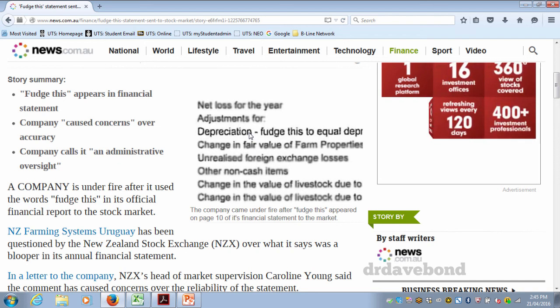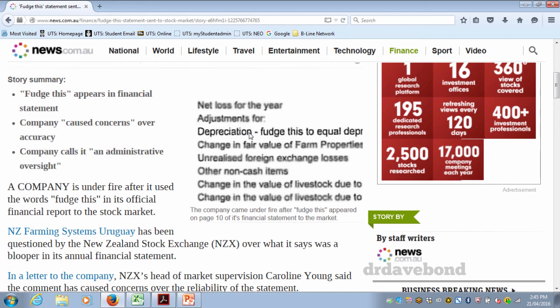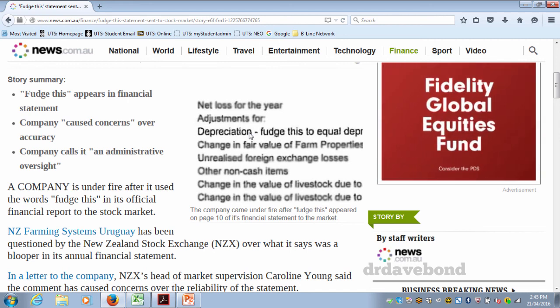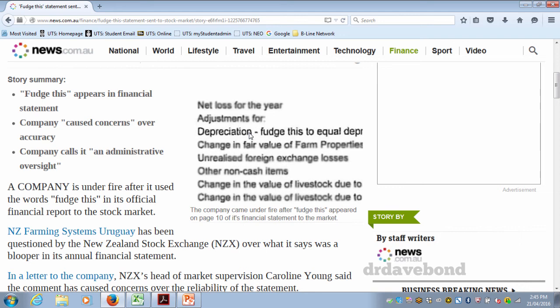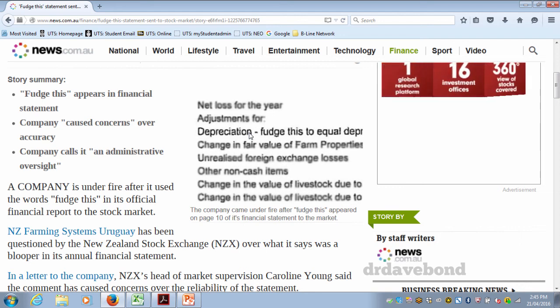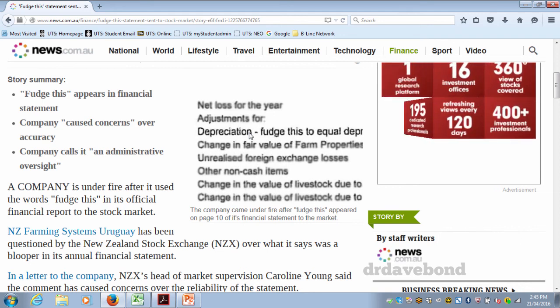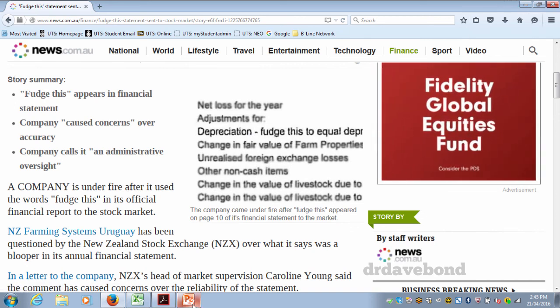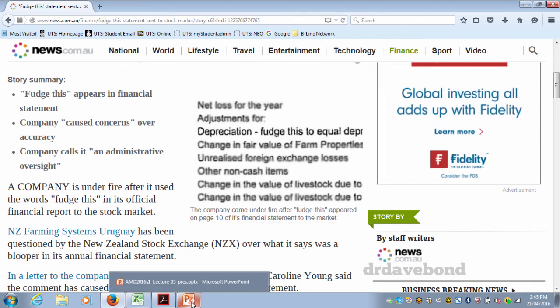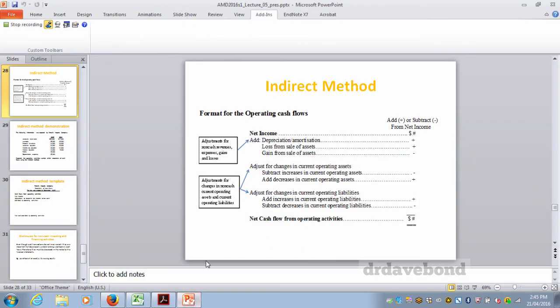Fair enough. The first thing that they had was adjust for depreciation, fudge this to equal something else. They had included the words that they had to fudge this number in a formal document they sent to the stock exchange. Not a great look. Now it was an internal error which shouldn't have gone out, but one of those things. I thought I'd just bring it up because I found it funny at the time, and it still kind of is.